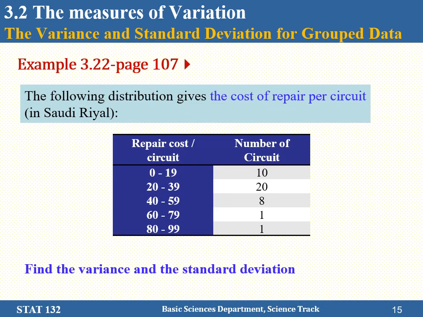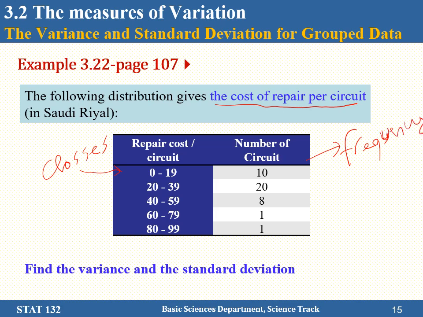Now let's look at this example. It says the following distribution gives the cost of repair per circuit in Saudi Riyal. Here the classes are given to you, and the number of circuits gives the frequencies. In practice, when we give you the question this way, it is easy to see, but in practice you have to decide which one is the frequency and which one is the class. Here in this question, the classes are very easy, and this is the frequencies.